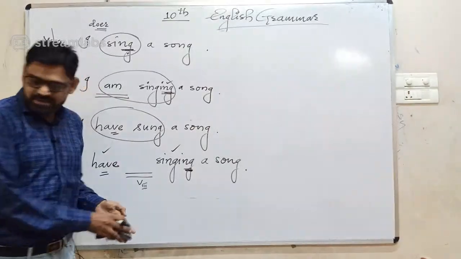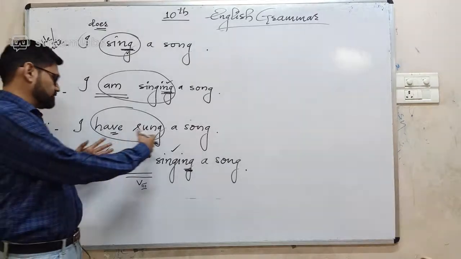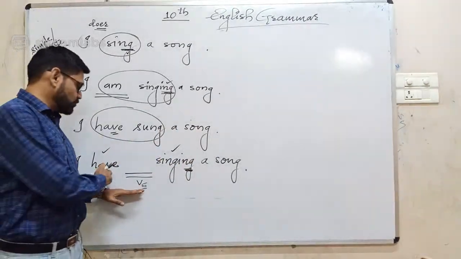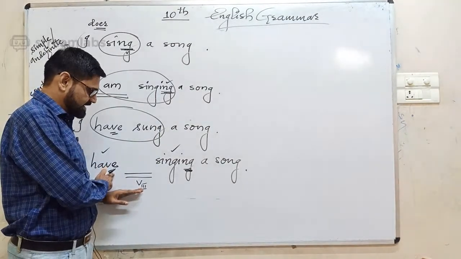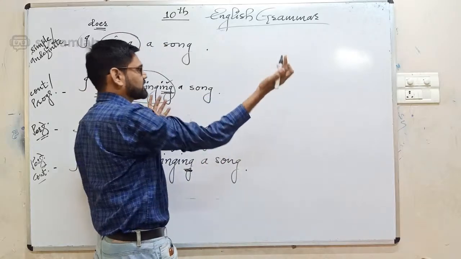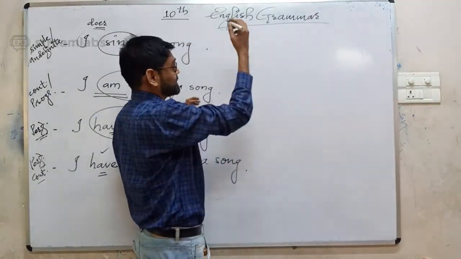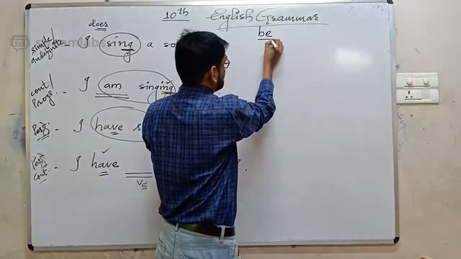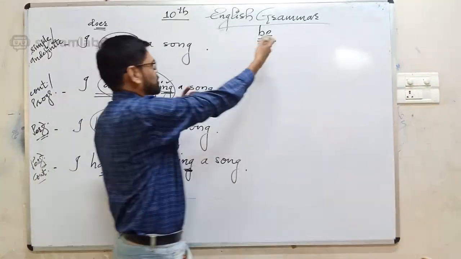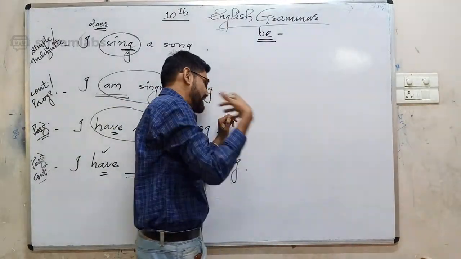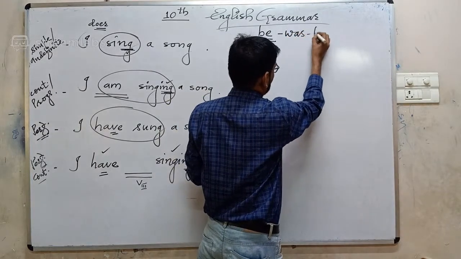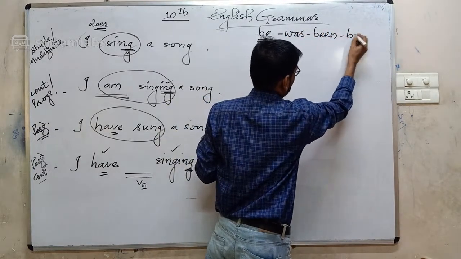Now we need something, some word that will adjust with both of these words. We need V3, because after have, has, had, it must be V3. Okay. So at that time, grammar mein dharma sankat hai. Jab bhi dharma sankat ho, to sankat mochan is V. Whenever there is such a problem, be is always ready to help, to lend a hand of help. Be. It has four forms. Be, was, being, been.